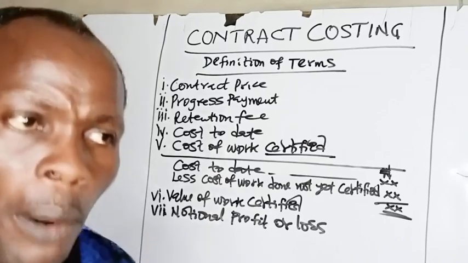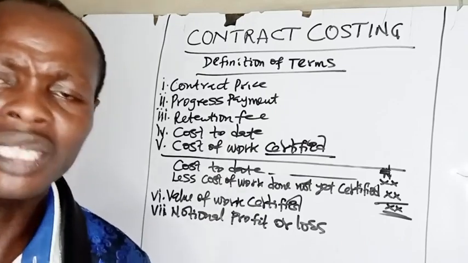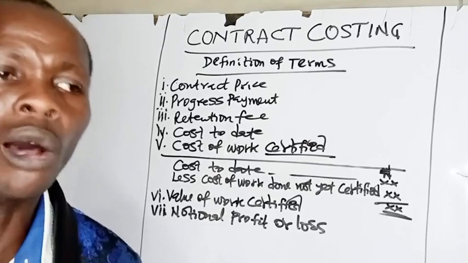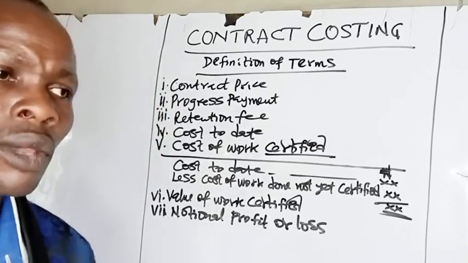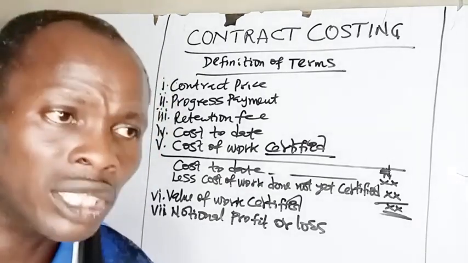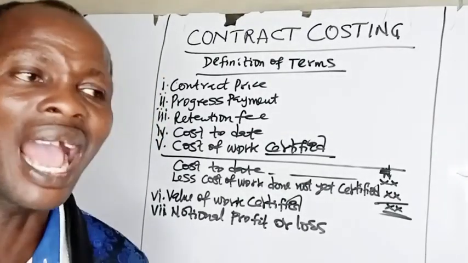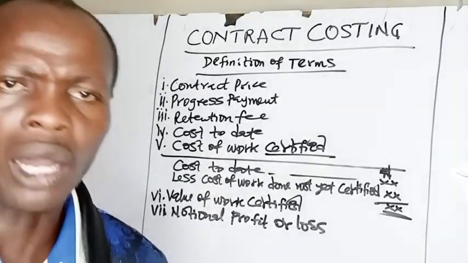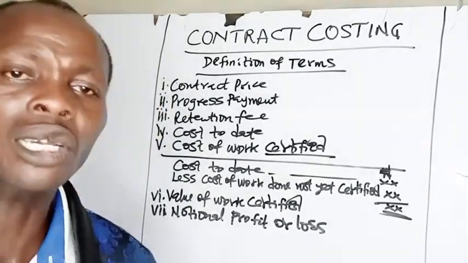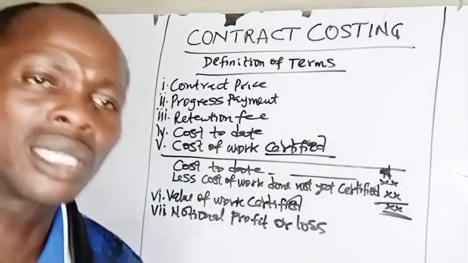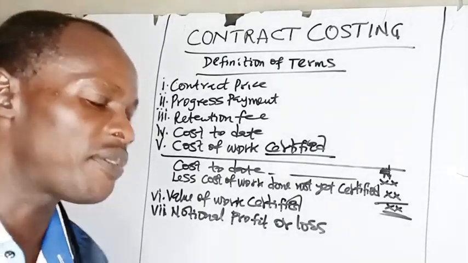We have a notional profit if the value of work certified is greater than the cost of work certified. But we have a notional loss if the value of work certified is less than the cost of work certified, that is, the cost of work certified is greater than the value of work certified.